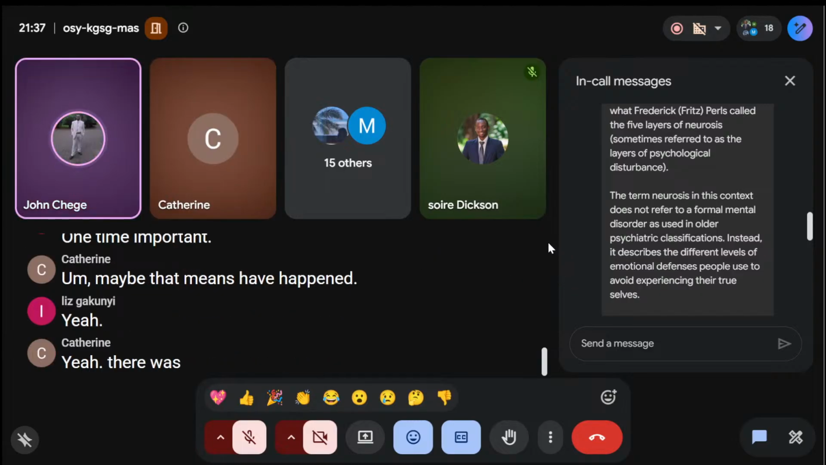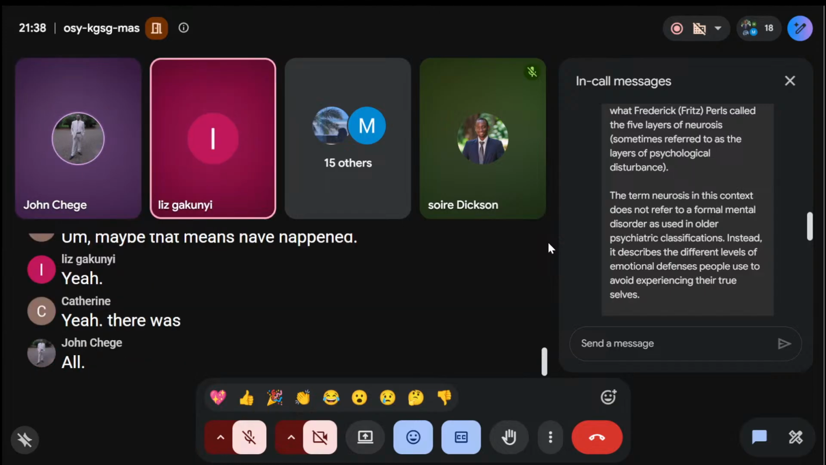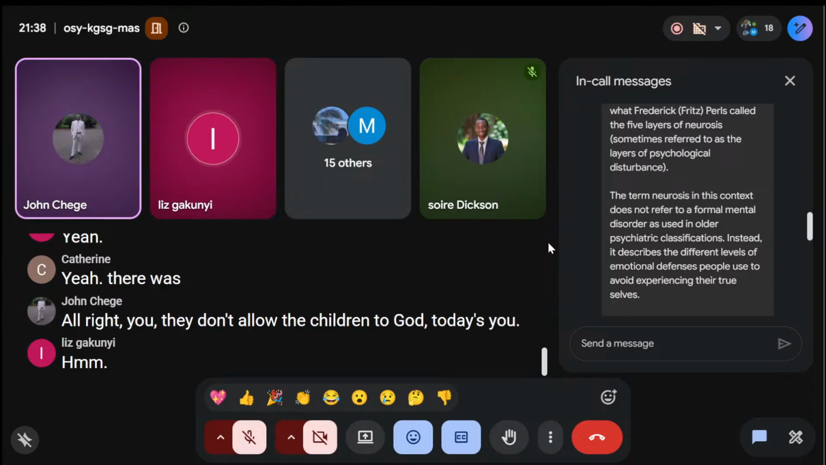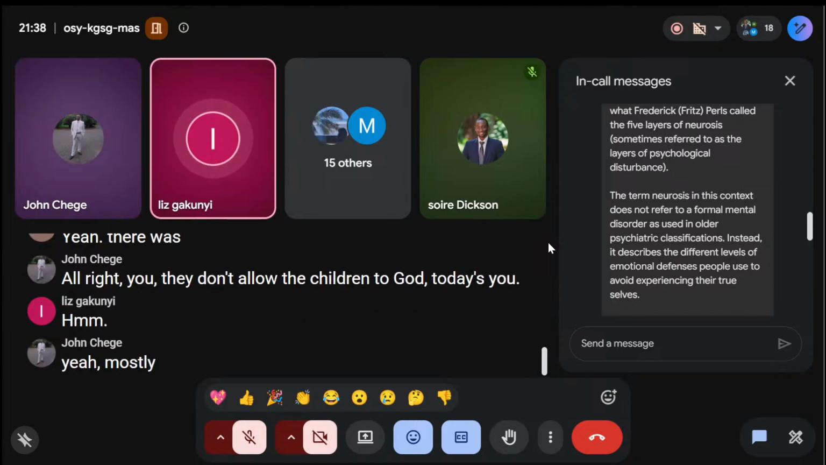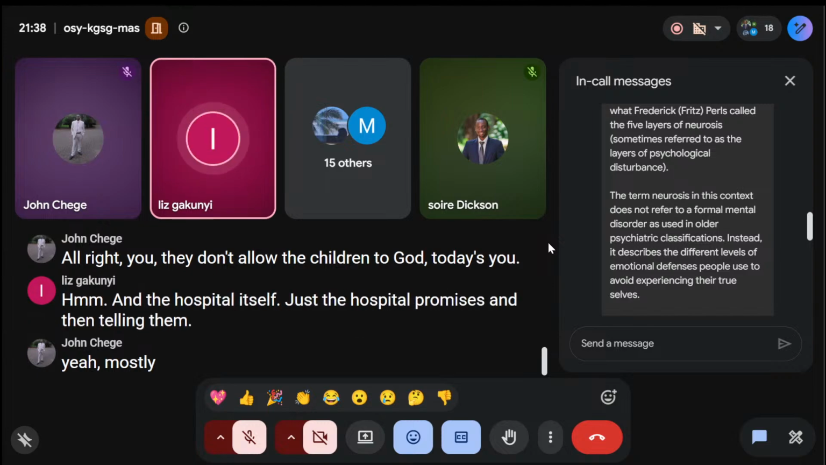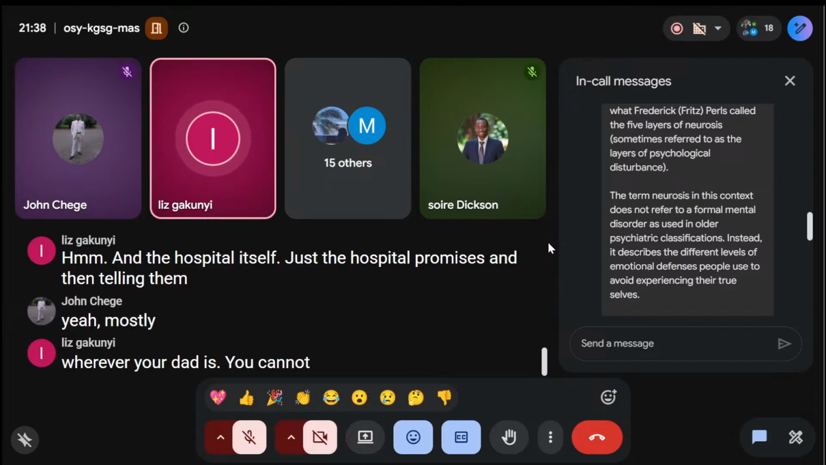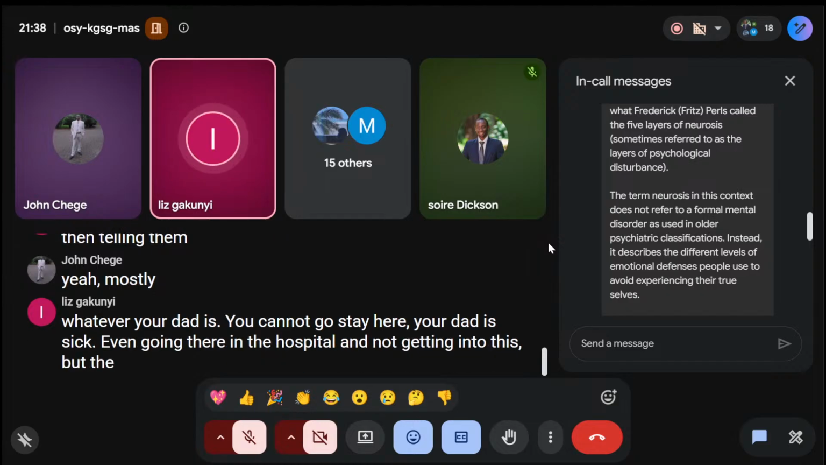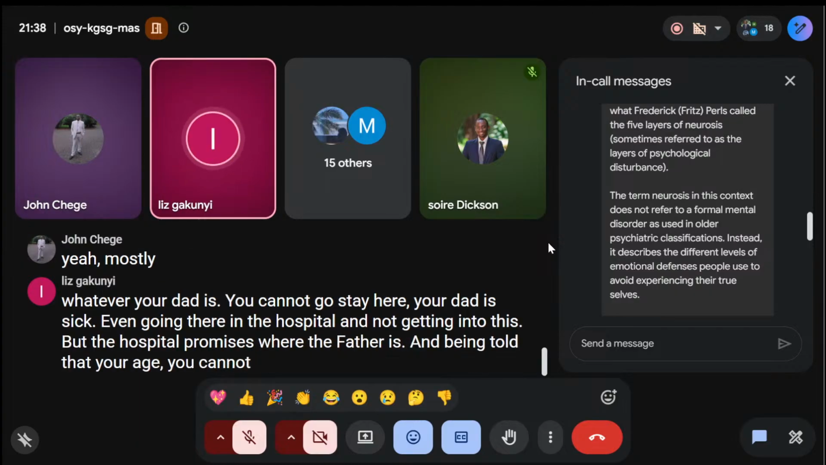There was actually, teacher, mostly at the ICU they don't allow the children to go to the ICU. Yeah, mostly. And the hospital itself, just the hospital promises, and then telling them wherever your dad is, you cannot go, stay here, your dad is sick. Even going there in the hospital and not getting into the ICU, but the hospital promises where the father is, and being told at your age you cannot go to see him where he is.